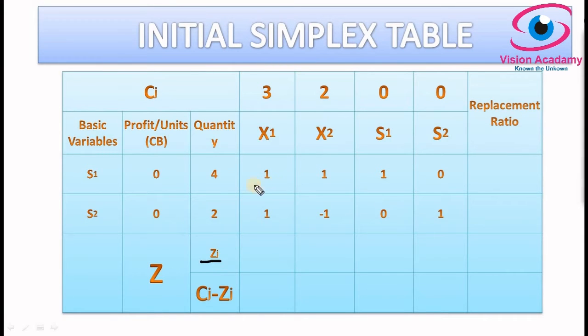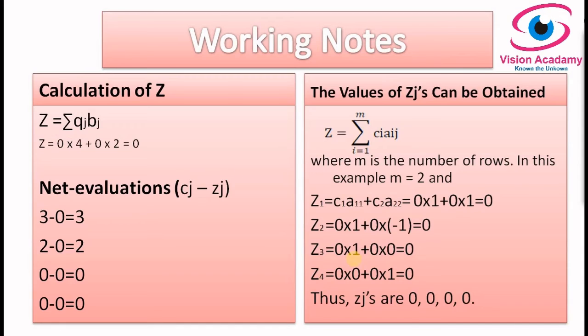To calculate the Zj value, you must multiply by the respective value, which means profit or units, into x1, plus profit or units into x1, second constant value. So you will get the Zj value here. To calculate Z1, we have used this formula. Z is equal to summation, i equal to 1 to m, Ci Aij.